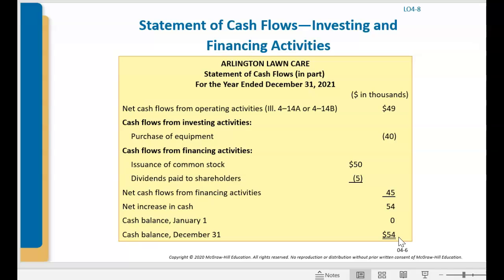If you have any questions, please email me your questions. I'd be more than happy to help you. But I've given you enough information here to get at least a better understanding to just read the financial statement of cash flows in this presentation. But I'd be more than happy to provide any additional information you may have.